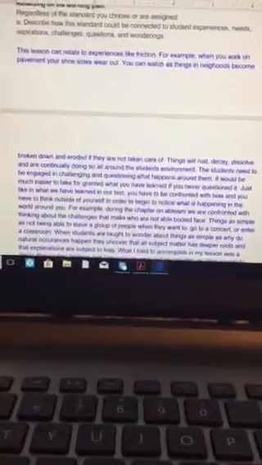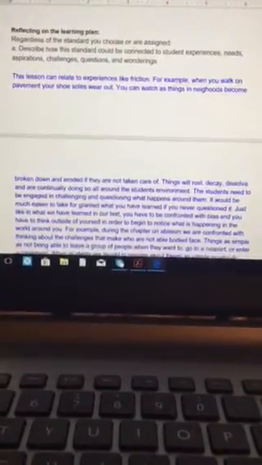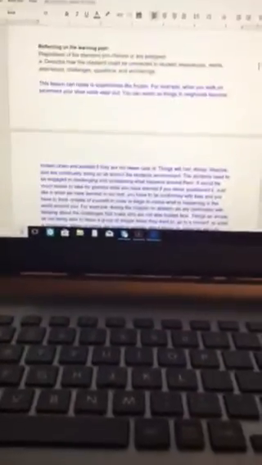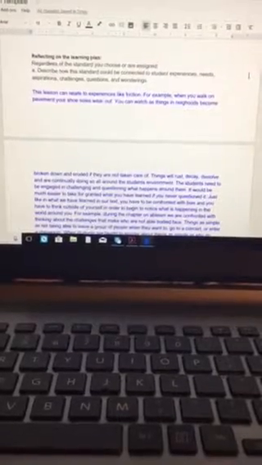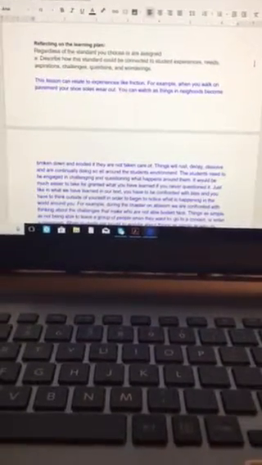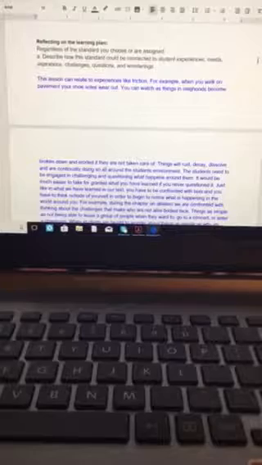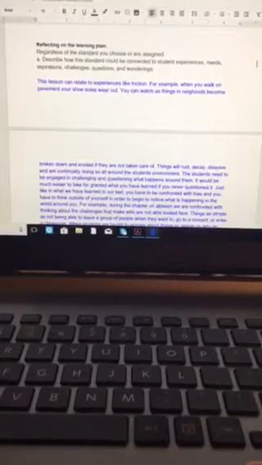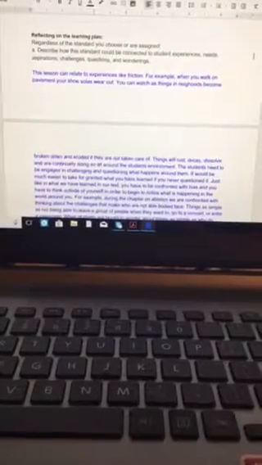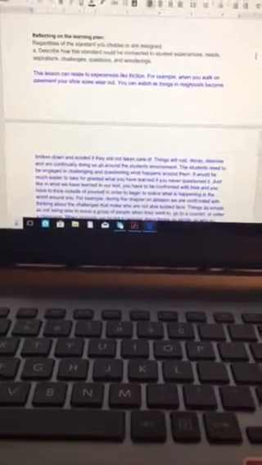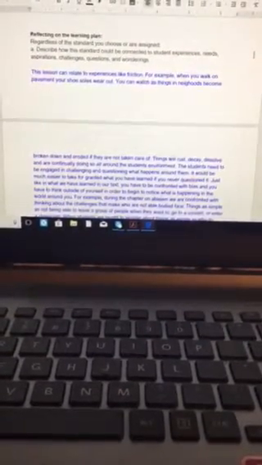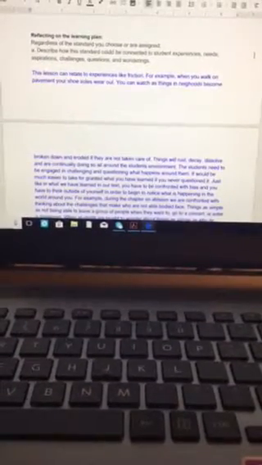Okay. So this part here says, describe how this standard, so this standard about weathering, could be connected to student experiences, needs, aspirations, challenges, questions, and wondering. I put that this lesson can be related to experiences like friction, so students know that when they walk around, their shoe soles wear out. So I thought about things like that. That would be a good example.